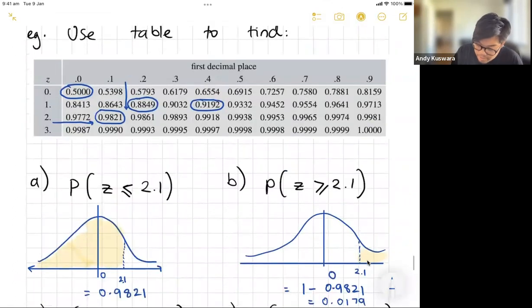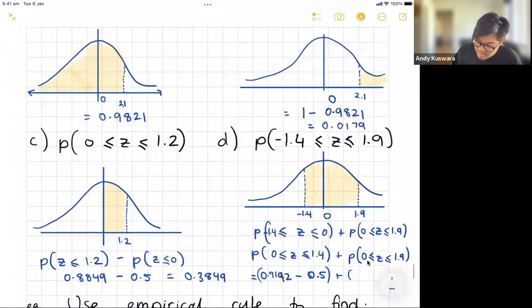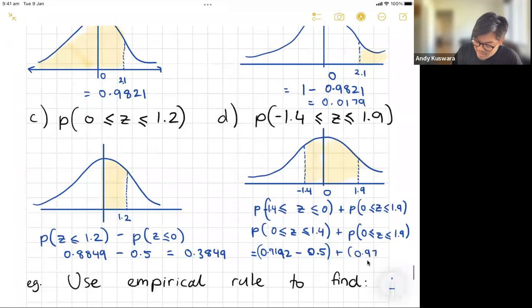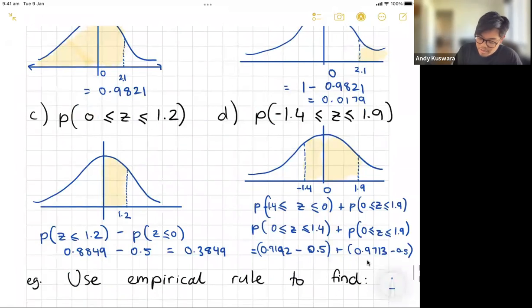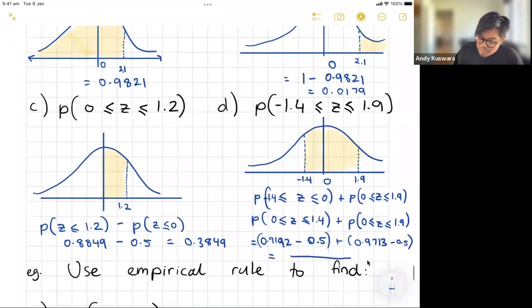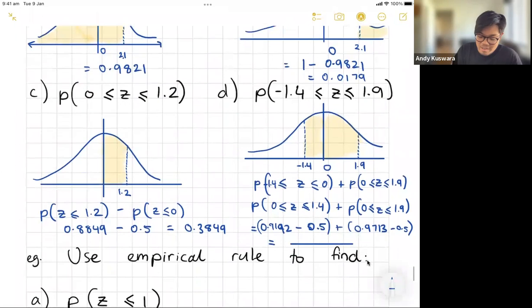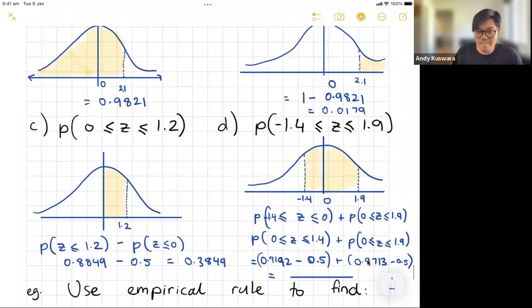So in this case, 1.9 is this guy, 0.9713, 0.9713, take away 0.5, because again, the area just between 0 and that one. And whatever that is, put that in your calculator, that will give you your answer there. Okay, so a little bit lengthy. If you need to pause it, go back, rewatch it again until it starts to make sense. I guarantee you it'll make a little bit more sense the second or the third time you watch it.